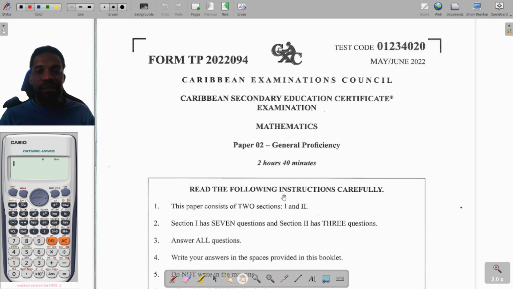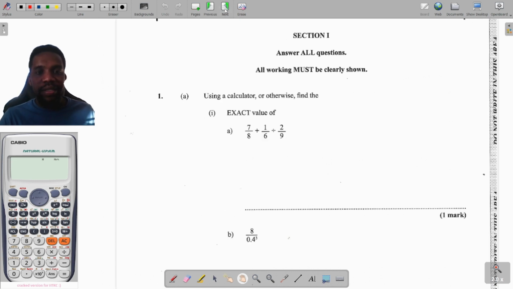Today we're going to be looking at the May-June 2022 CXC Mathematics past paper. And without further ado, we get right into it. Now, question 1. Before starting the question, we must read the instructions properly, which says, answer all questions. All working must be clearly shown. Alright, so we get into question 1.